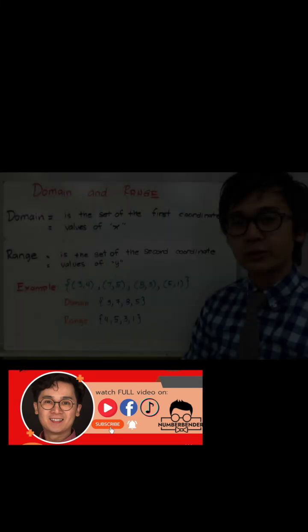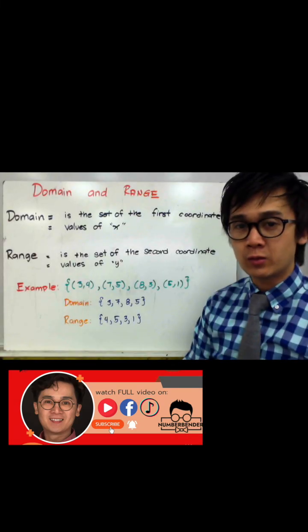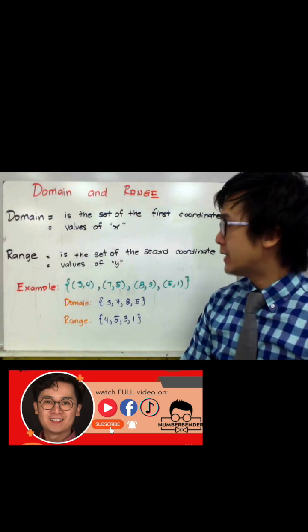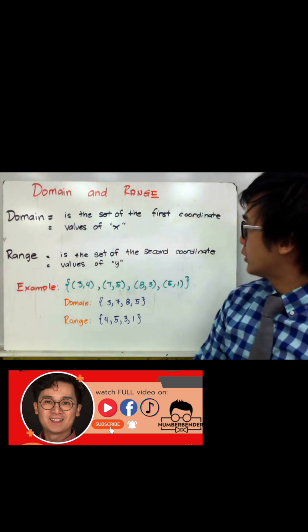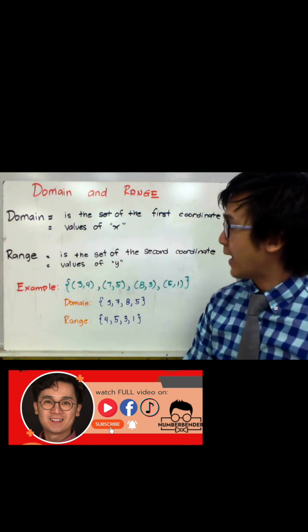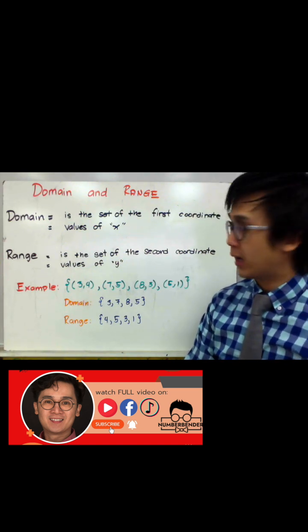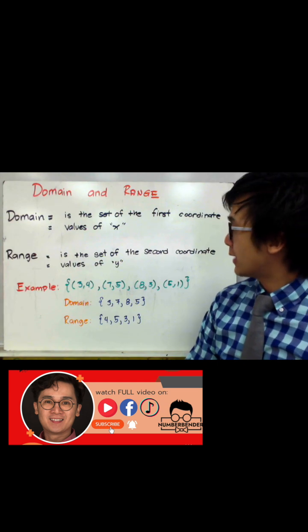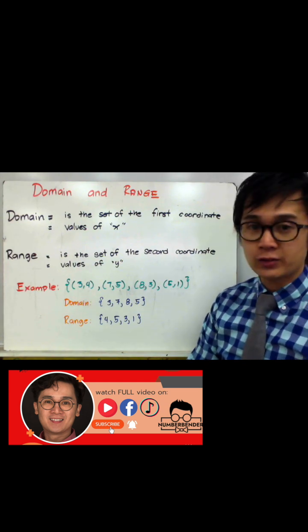It's important in algebra that we know the difference between the domain and the range. By definition, domain is the set of the first coordinate or the x values in our ordered pair. Now, the range will be the set of the second coordinate or the values of your y.